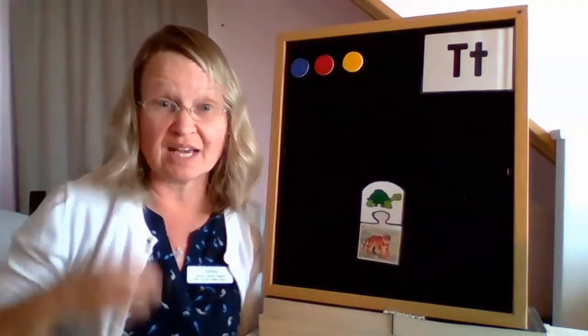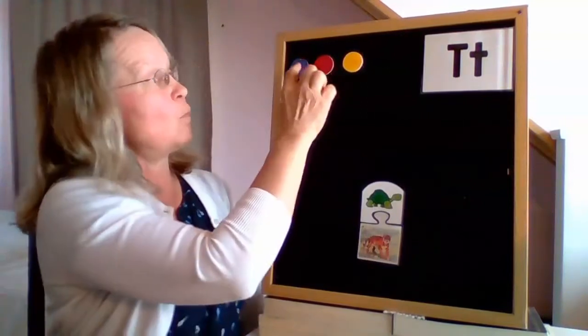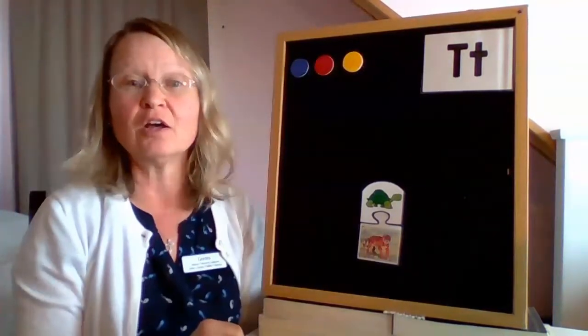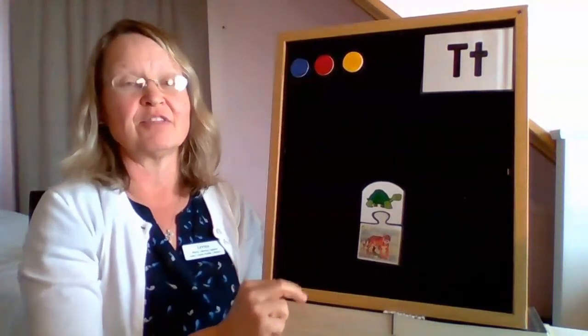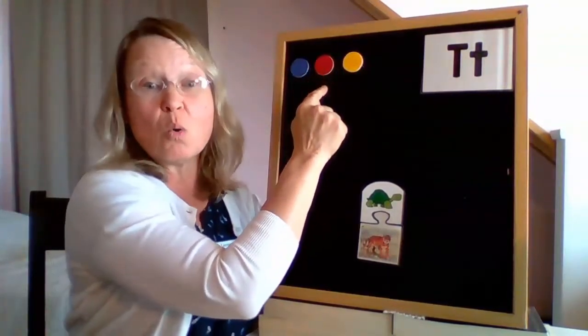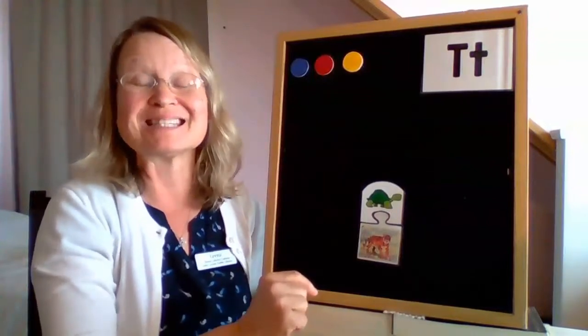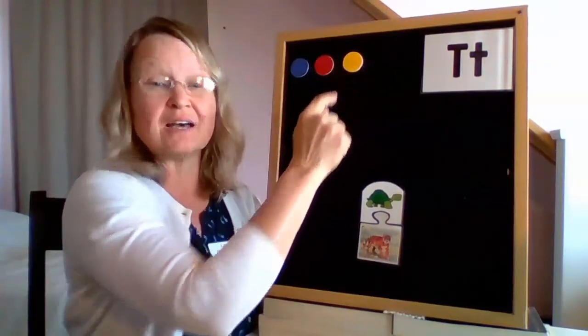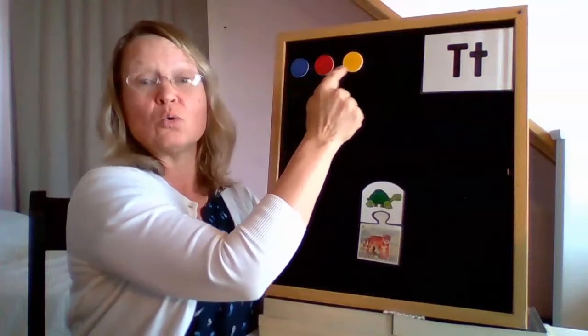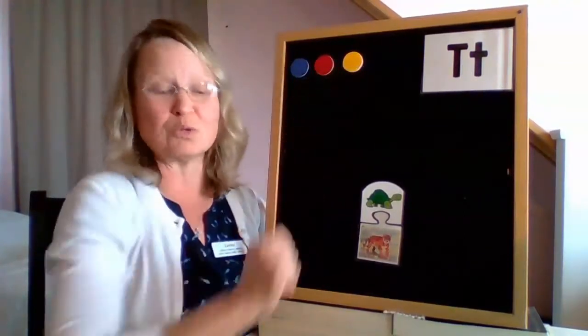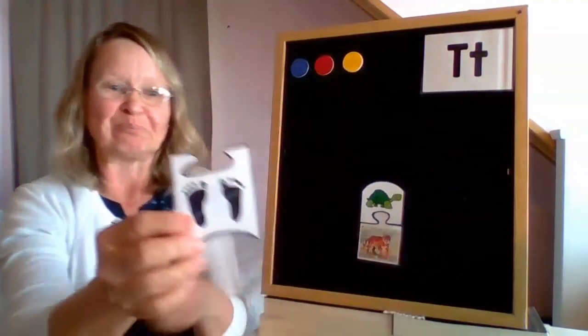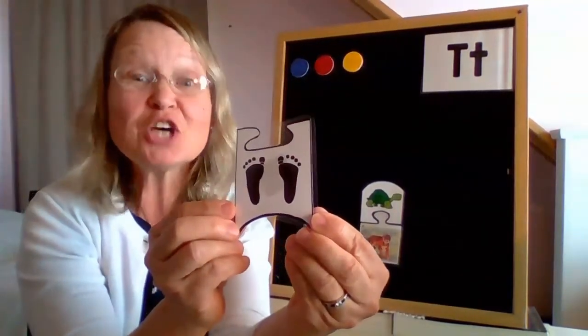The next word has 3 sounds in it. 1, 2, 3. The first sound is t. The second sound is o. The last sound is z. T-o-z. Toes. You have 10 of them on your feet.